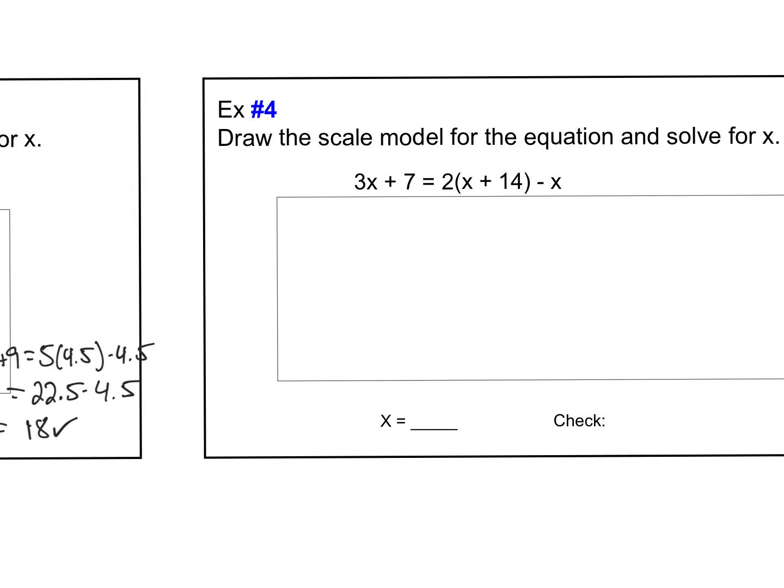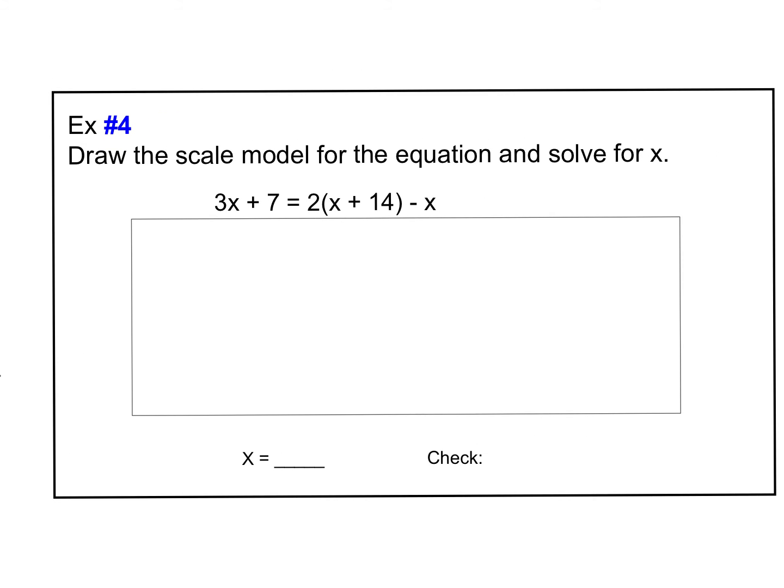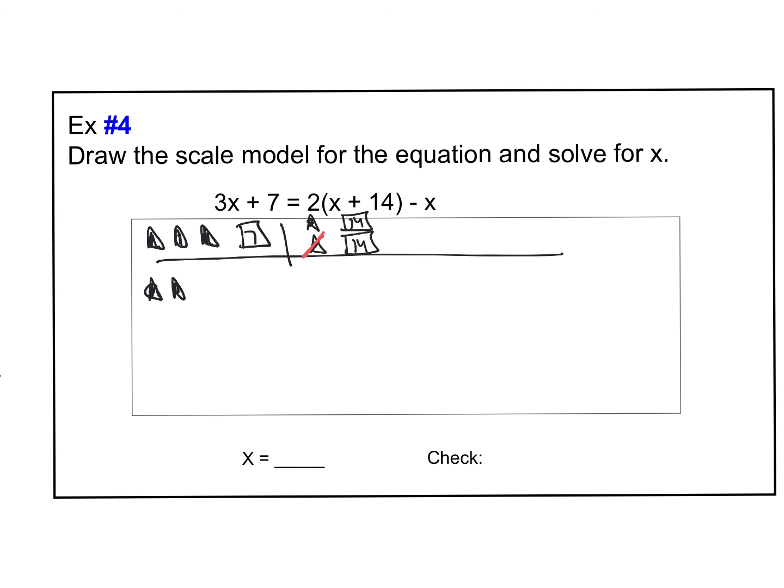And then we just have one more example for those of you that want another example. So same thing, we're going to start with our 3 triangles and 7, balanced with 2 groups of x plus 14 minus x. So even though that x is on the outside, we can go ahead and take away one of the ones that we already started with. So now starting with what we had left over, 3x plus 7 is balanced with a triangle and 28.